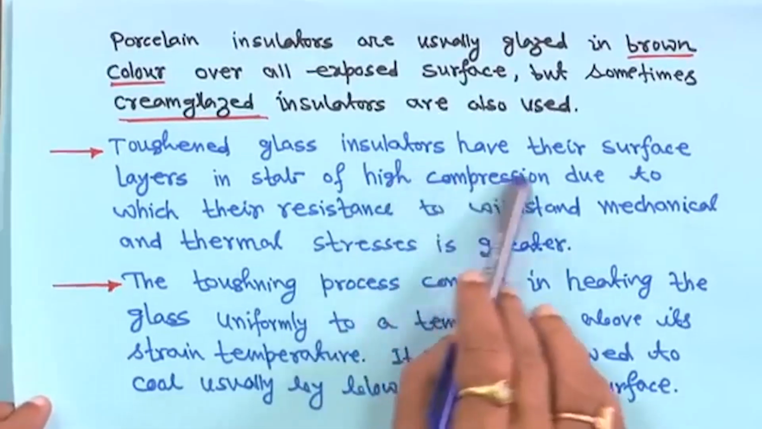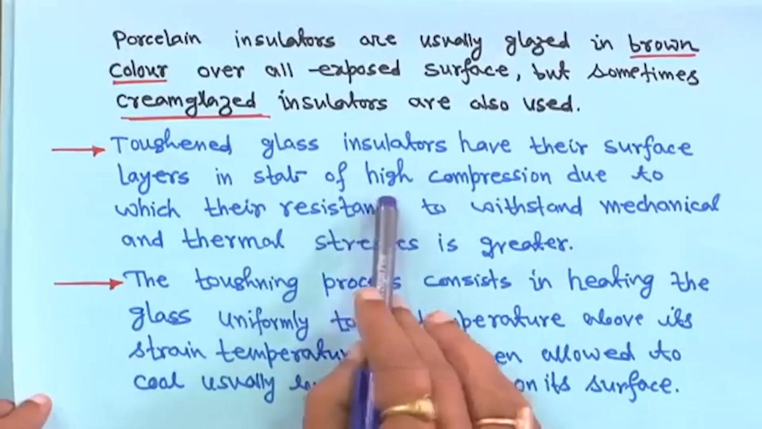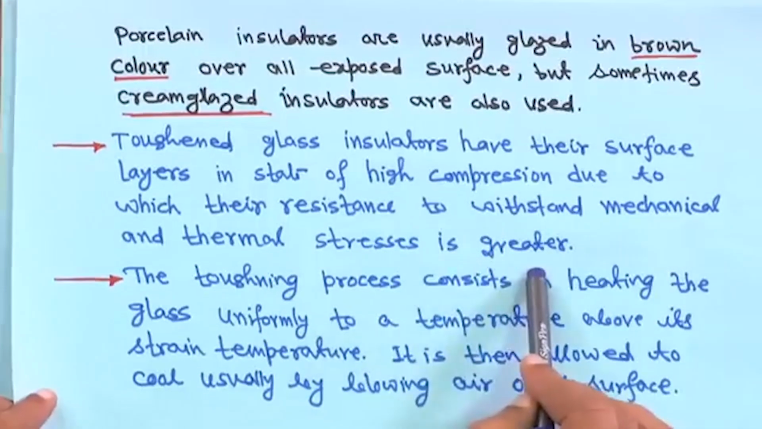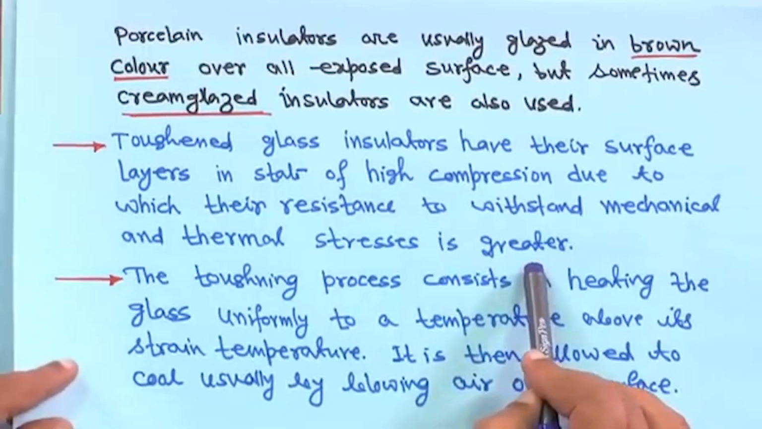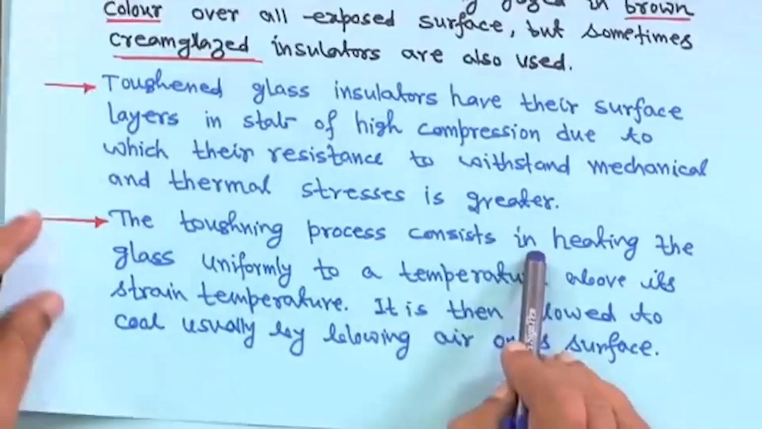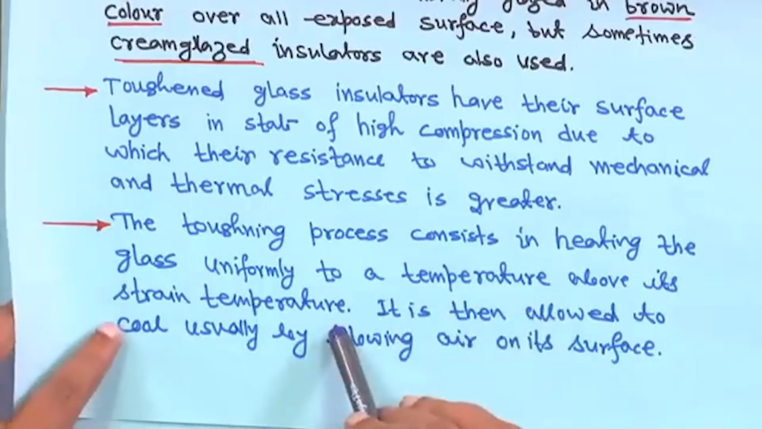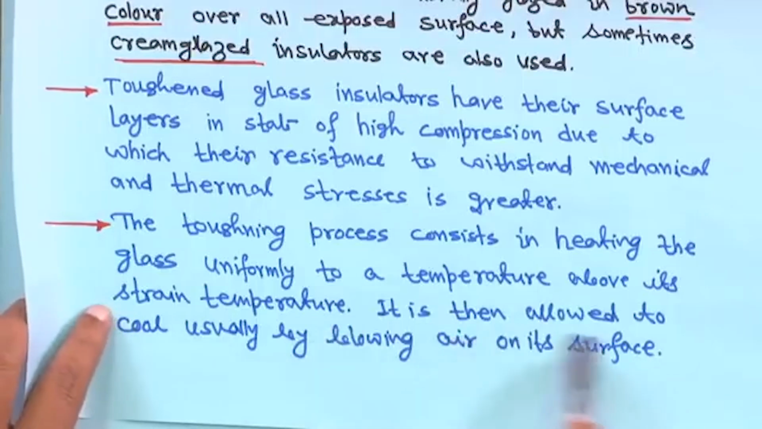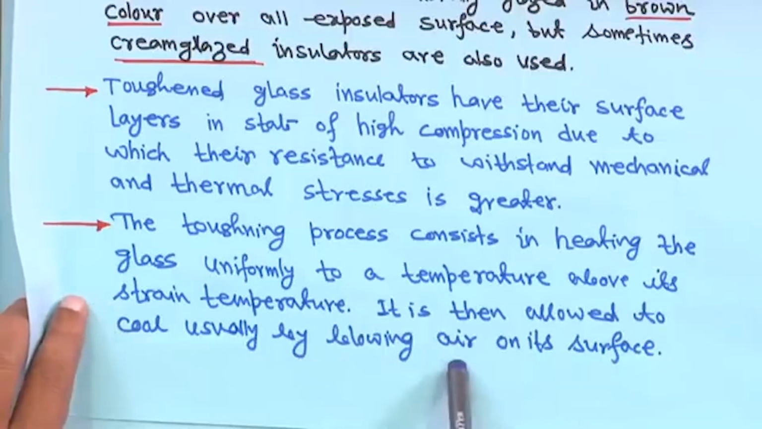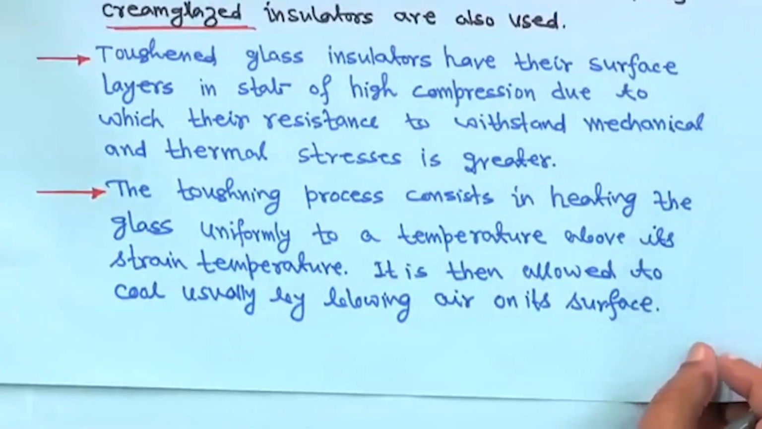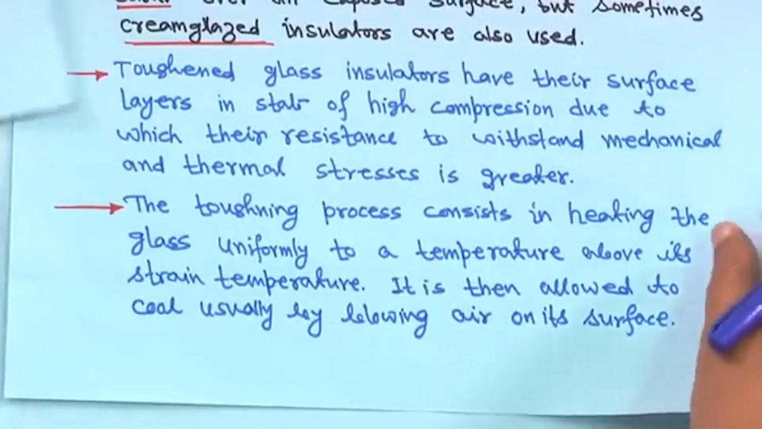Toughened glass insulators have their surface layers in a state of high compression, due to which their resistance to withstand mechanical and thermal stress is greater, at the same time expensive also. And the toughening process consists of heating the glass uniformly to a temperature above its strain temperature, and then it is allowed to cool usually by blowing air on its surface. This way the mechanical strength of the glass is increased, toughened glass rather. This is some general idea you have to have, at least from a general knowledge point of view.